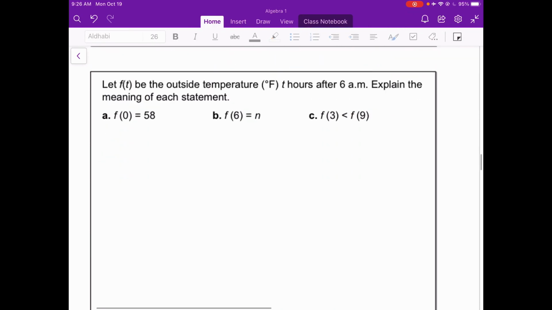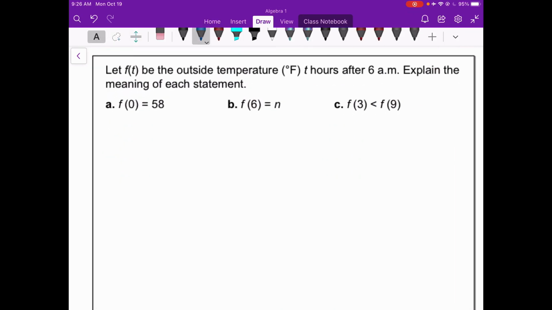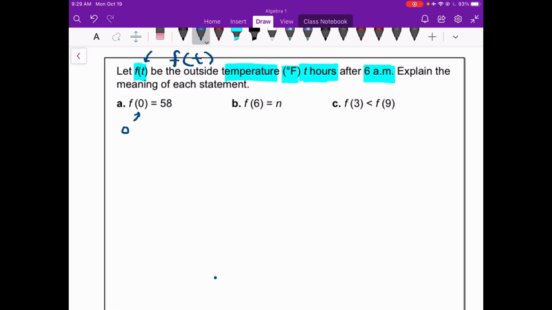Let's apply this to a real-world problem. Let's say f of t is the temperature in Fahrenheit after t hours after 6 a.m. So in the morning, it's really chilly these days, but as it gets later in the day, notice that the temperature gets a little warmer for us. So it says explain the meaning of each statement. So let's start with the first one, f of 0. Remember, our original function is noted as f of t. T is the number of hours after 6 a.m.